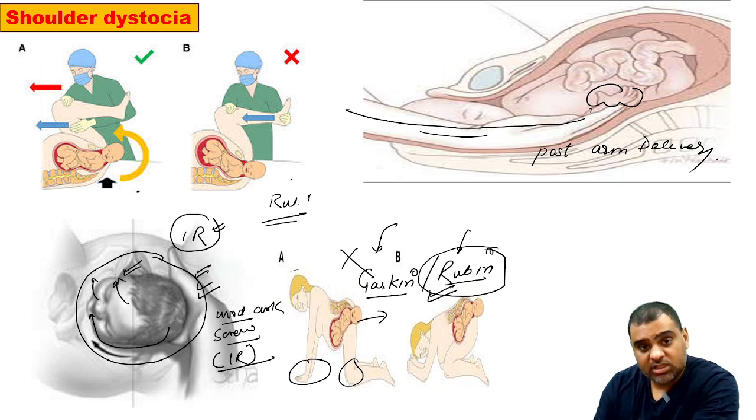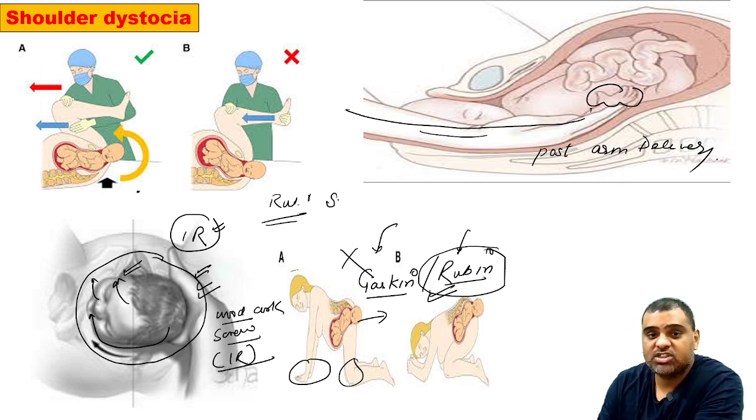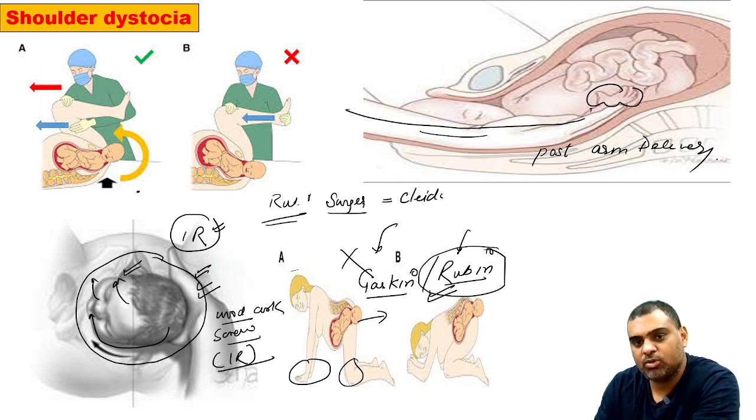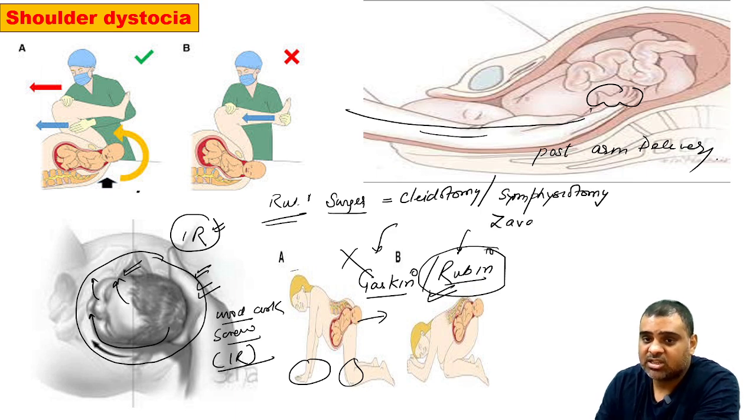Now, if all these don't work, then you have to go for surgery. Which surgery? You have to break the clavicle of the fetus, that is cleidotomy. Or you have to break the symphysis pubis of the pregnant lady, that is called symphysiotomy.